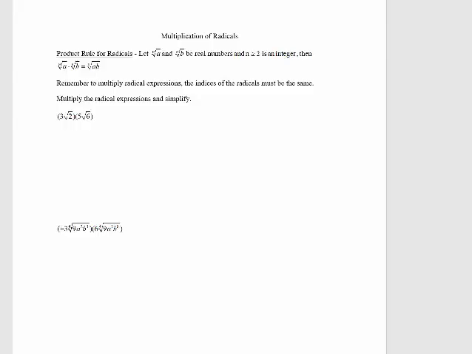Remember, to multiply radical expressions, the indices of the radicals must be the same. So let's multiply the radical expressions and simplify. First off, I'm going to multiply the two numbers that are outside the radical. So 3 times 5 is 15. Multiply the two numbers under the square root. So the square root of 2 times the square root of 6 is the square root of 12.